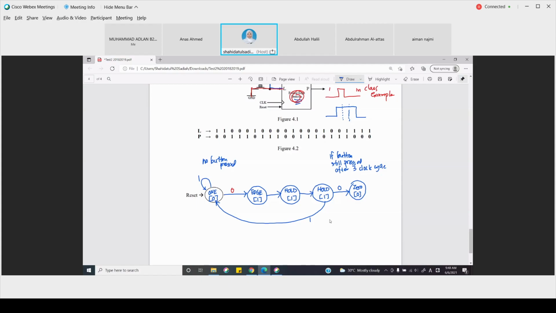And then, what else? Oh yeah, 0. If it is still pressed after 3 clock cycles, if the button is still pressed, it will go to P will be 0. So we call that state 0. And after that, if it is no longer pressed, we'll go back here. No longer pressed, 1. And if it is still pressed, it will stay here, 0.